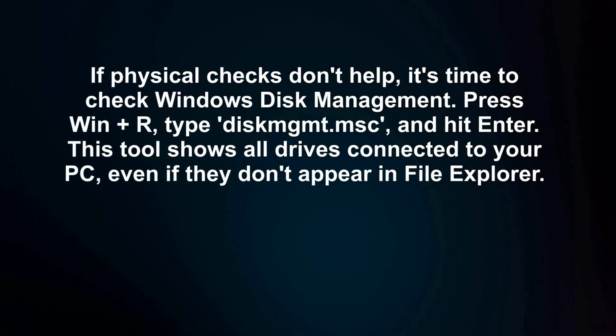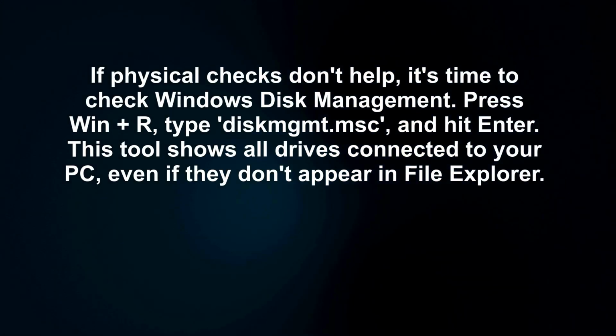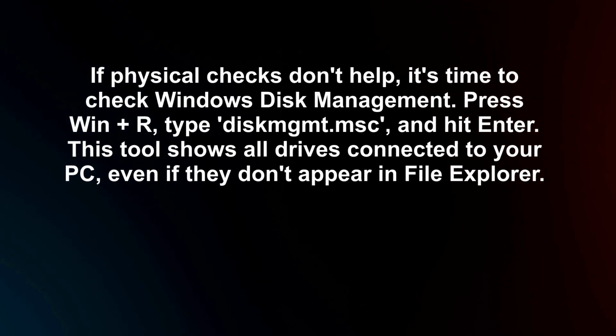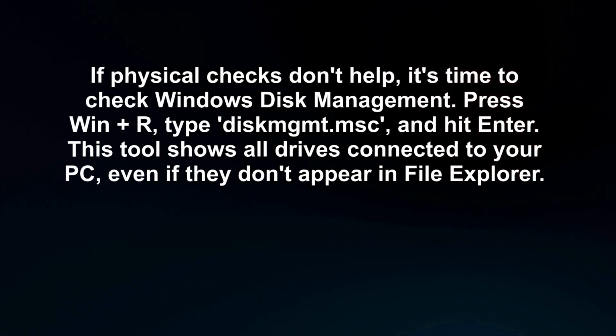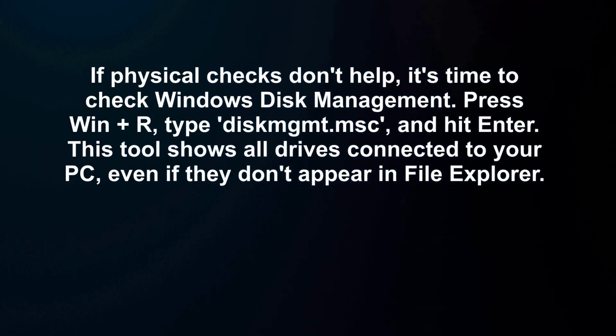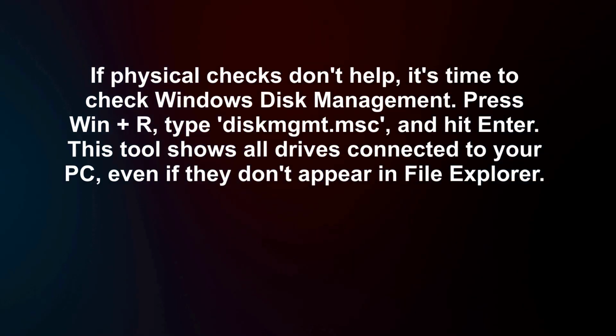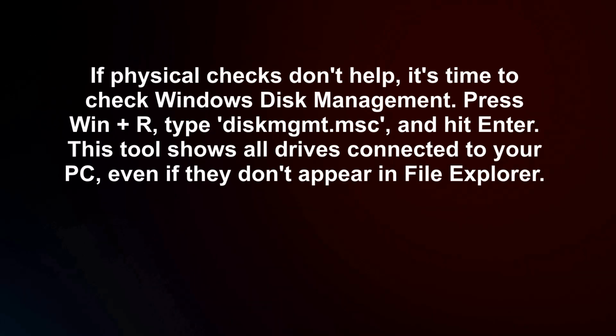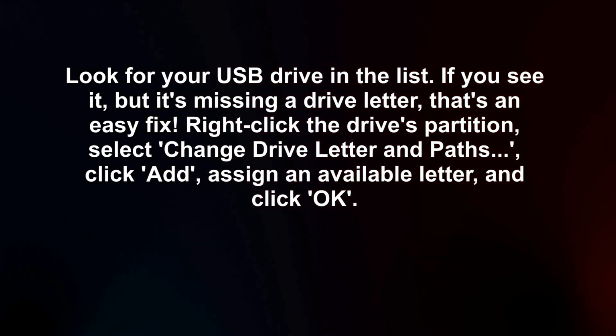If physical checks don't help, it's time to check Windows Disk Management. Press Win+R, type diskmgmt.msc, and hit Enter. This tool shows all drives connected to your PC, even if they don't appear in File Explorer. Look for your USB drive in the list.